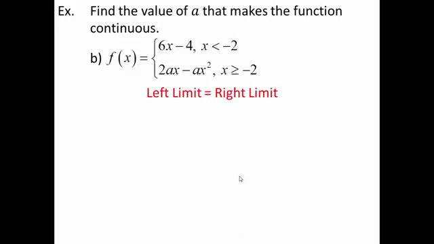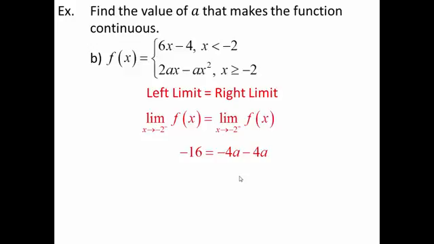So once again, the key is left hand has to equal the right hand. So plugging in -2 to the left hand, I'm going to get -16. Plugging in -2 to the right hand, I'm going to get -4a minus 4a. Combining like terms on the right hand, I have -8a, divide by -8, a is exactly 2. As long as the a value is 2, I have a continuous function. Anything else, it will be discontinuous.